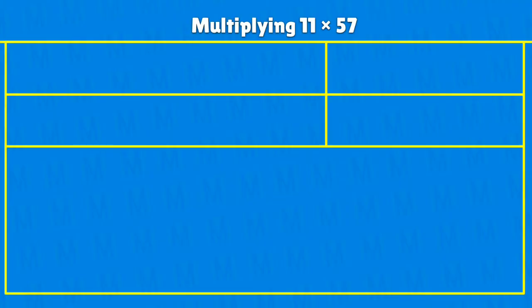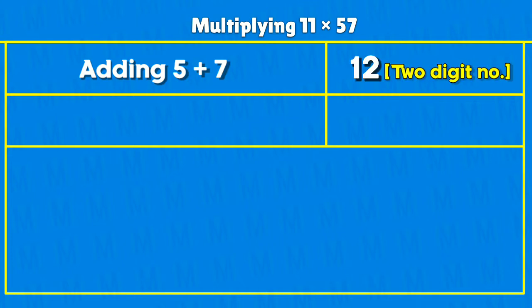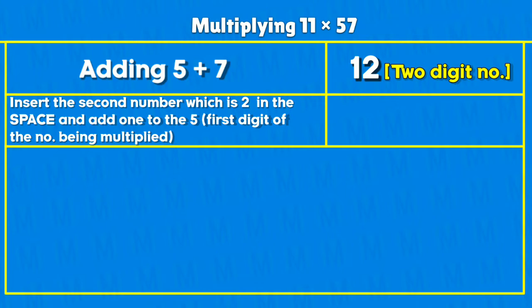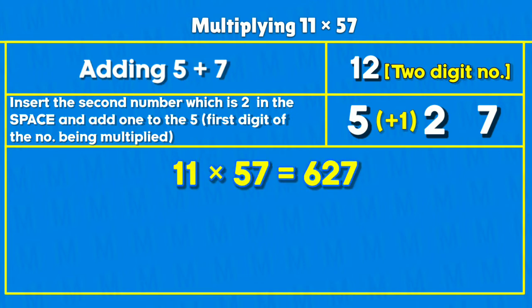But if the numbers add up to a number with two digits, don't panic. Just insert the second digit and add 1 to the first digit. And here is how it is done. For example, 11 times 57. Adding 5 and 7 gives us 12, and it's a two-digit number. So what we do is insert the second digit, which is 2, in the space and add 1 to 5, which gives us our answer as 627.